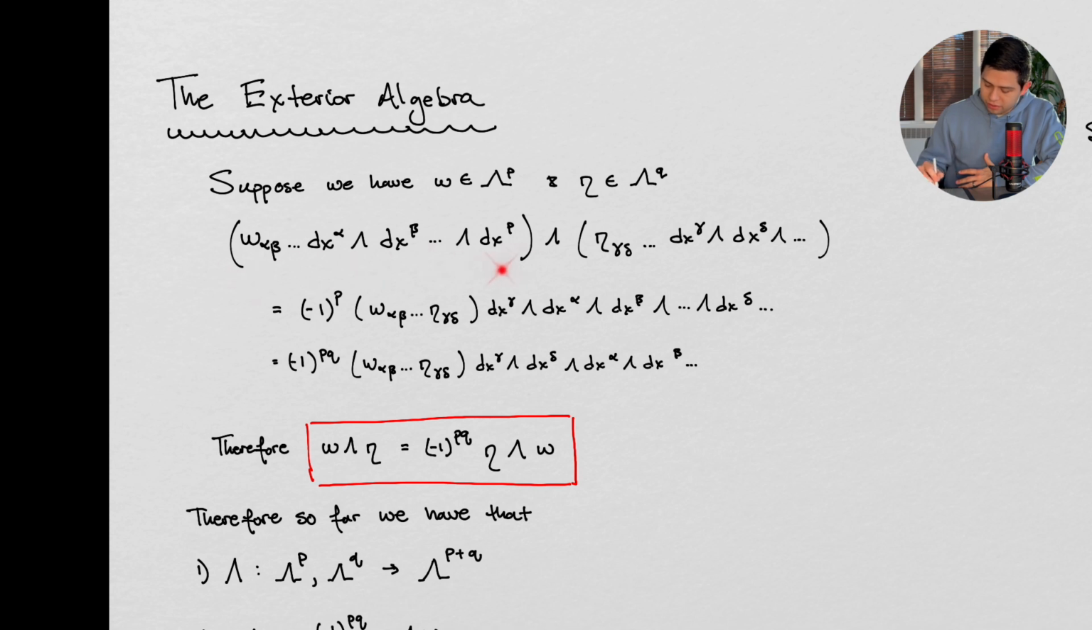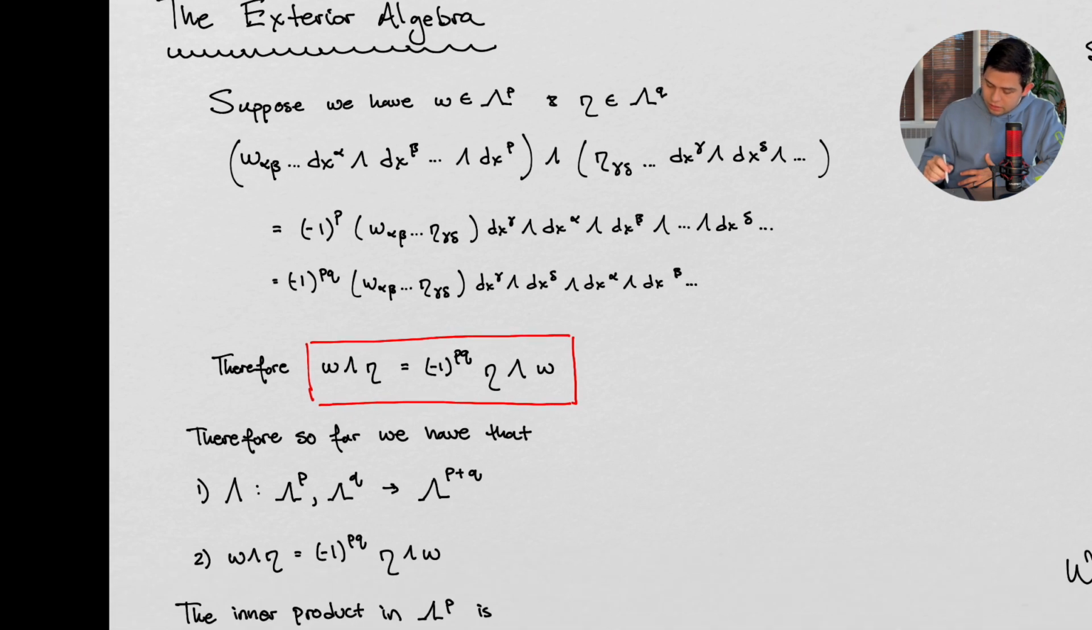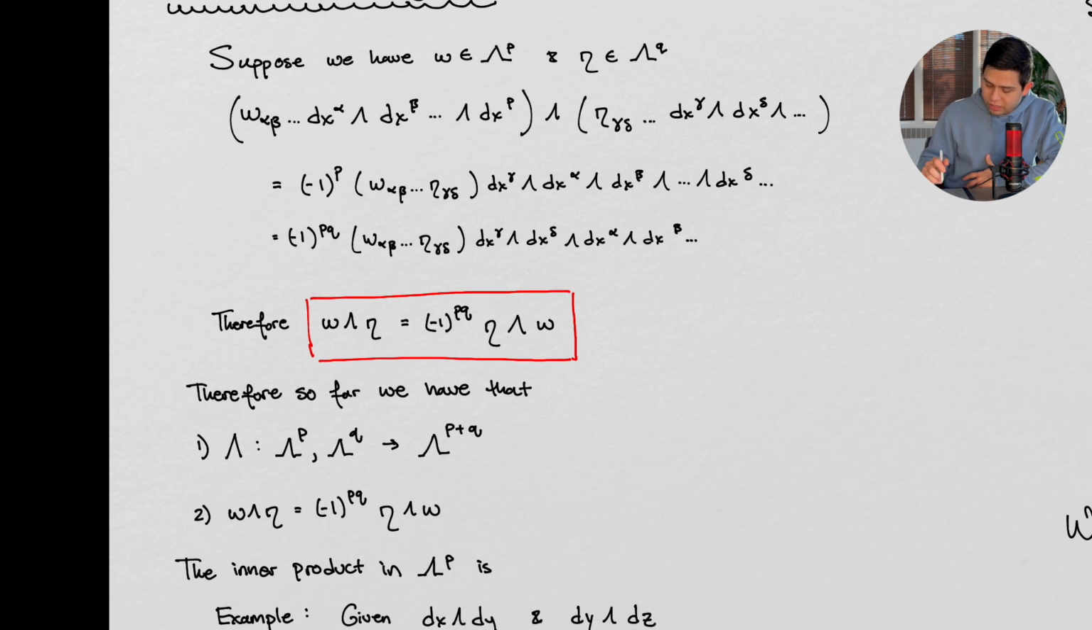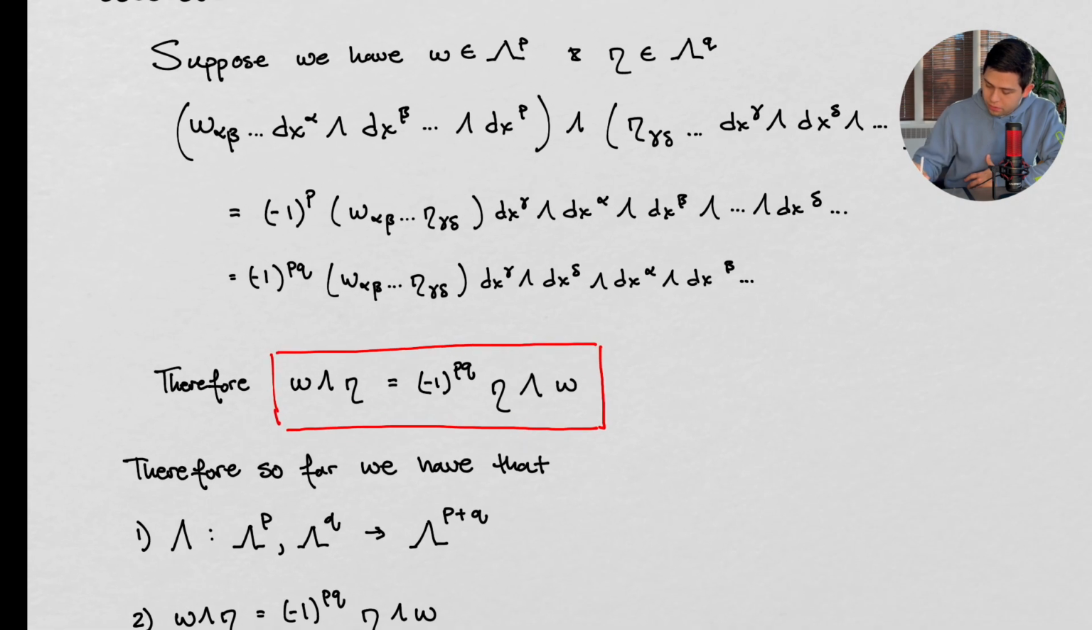We can write our P form in this way, and we can write our Q form in this way. Again, alpha has to be less than beta. We're going to see how this can also be written later. But when we wedge these two guys together, we say, well, here's our d gamma.